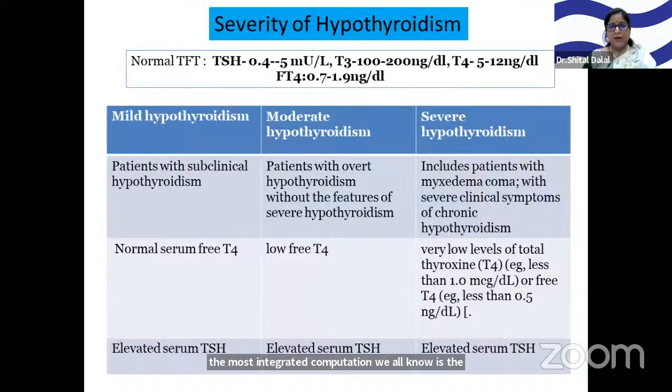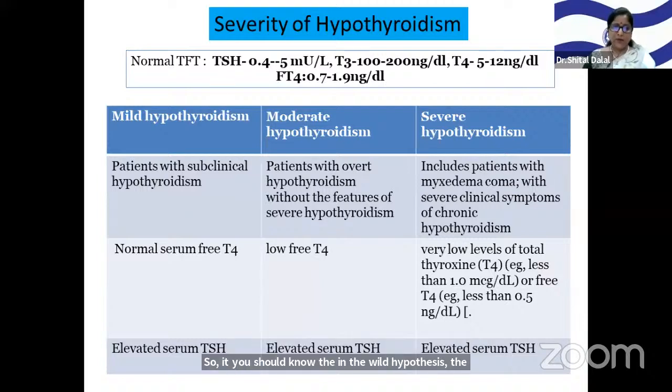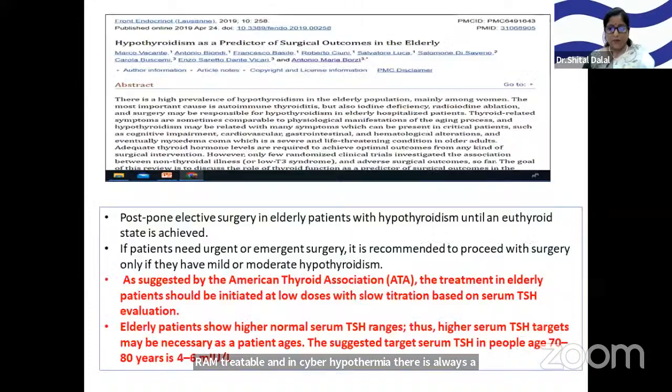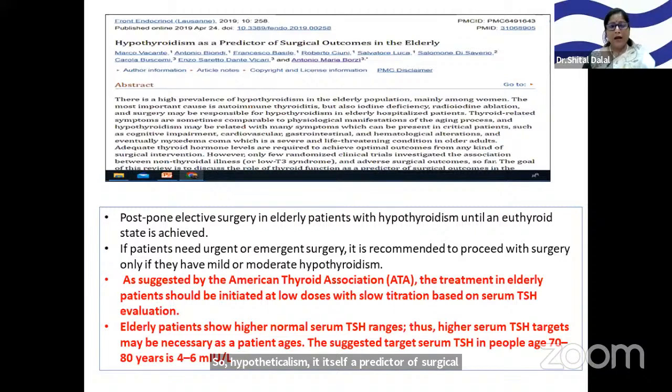So what are the surgical and anesthetic outcomes if the TSH levels are increased? It depends upon whether it is mild, moderate, or severe hypothyroidism. In mild hypothyroidism, the TSH level is elevated, but there is a normal serum free T4. In moderate hypothyroidism, there is low serum free T4, and in severe hypothyroidism, there are always clinical symptoms and very low levels of thyroxine T4 and free T4. So hypothyroidism itself is a predictor of surgical outcome in elderly patients. While dealing with the elderly patient, the targeted levels of acceptable TSH are different.